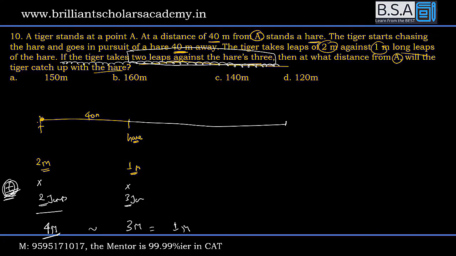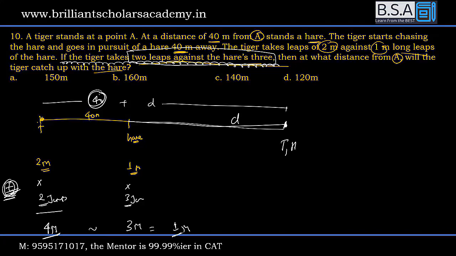Let us say the overtake happens here, tiger and hare meet here, distance is d. So hare is traveling d. How much is tiger traveling? Tiger is traveling 40 plus d. So how much more does the tiger need to travel? Tiger travels 1 meter more in time t when there are 2 meters and 2 jumps. I want tiger to travel 40 meters extra. So tiger will be traveling 160 meters and hare will be traveling 120 meters.